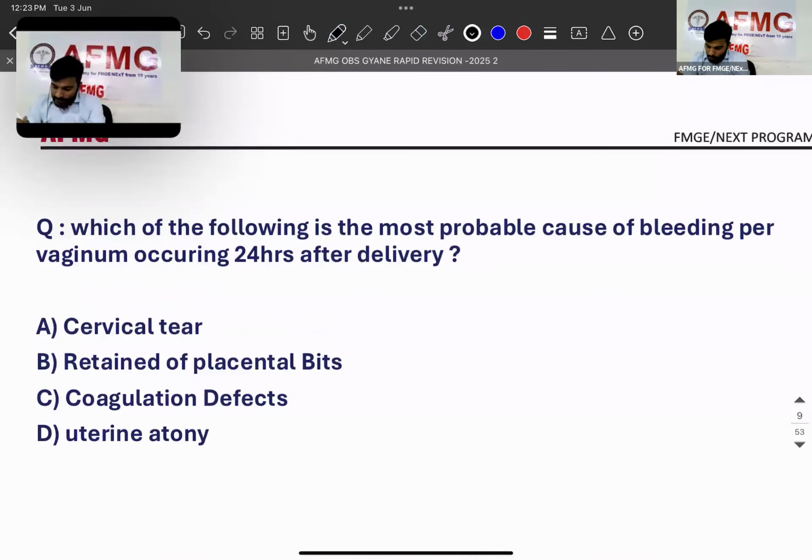Which of the following is the most probable cause for bleeding per vaginum occurring 24 hours after the delivery? What is the answer? How did you get D?